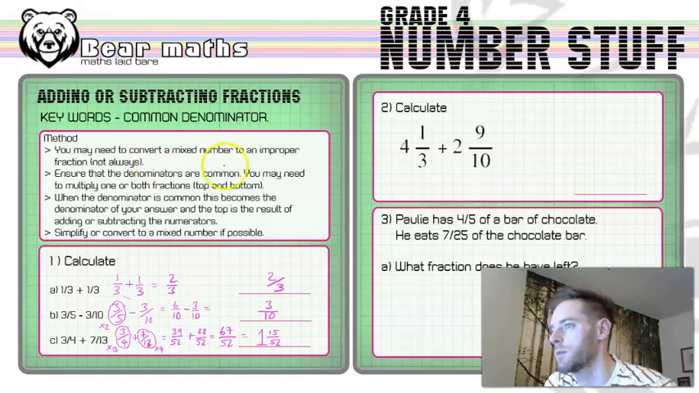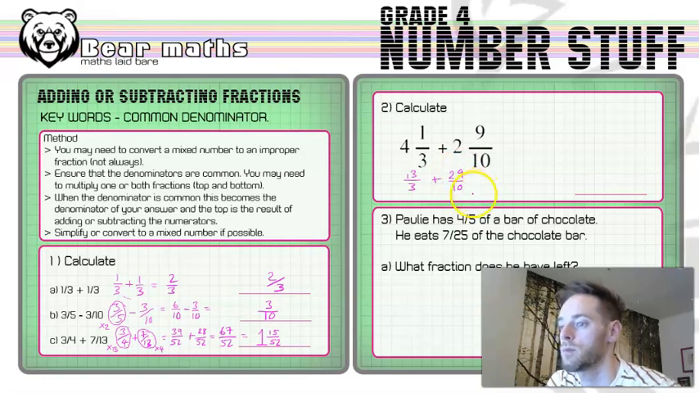So let's do our first step this time. We're going to convert the mixed numbers to improper fractions. 3 times by 4 is 12, plus that 1 is 13/3, and then this fraction will become 10 multiplied by 2, which is 20, and then plus that 9 is 29/10. If you're not sure what I've done there, watch the mixed number improper fractions videos.